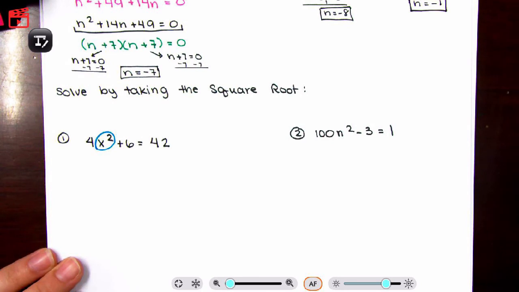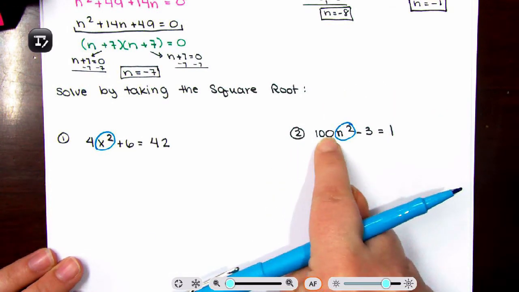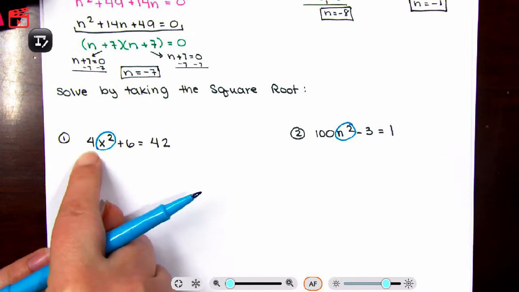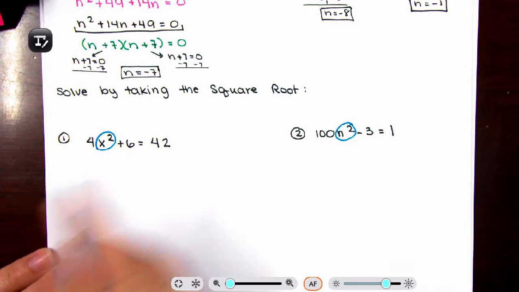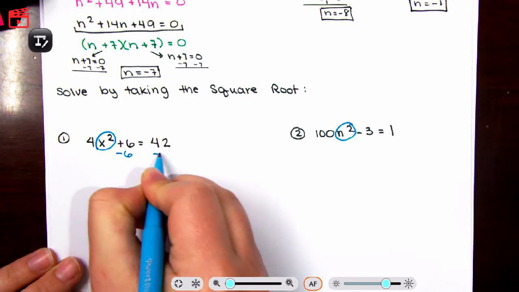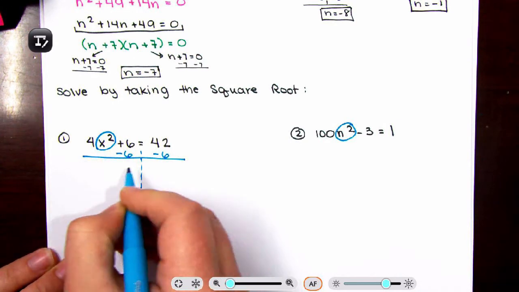For example, x squared, or you can have like n squared. Notice that in this example, there's no other n's. In this example, there's no other x's, so therefore you have to use the taking the square root method. I'm going to subtract 6 from both sides, so you want to get everything away from your x squared, for example, 1 here.